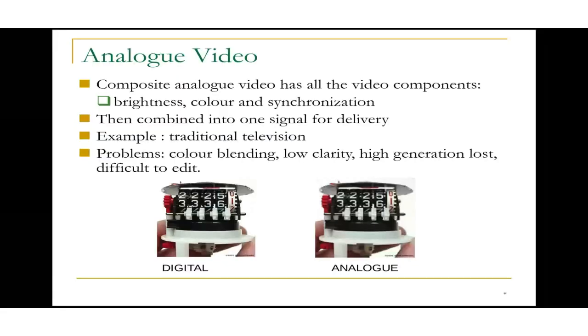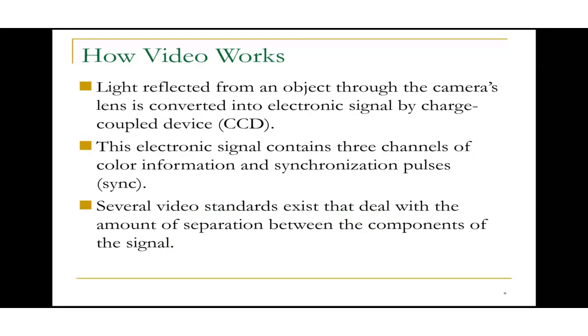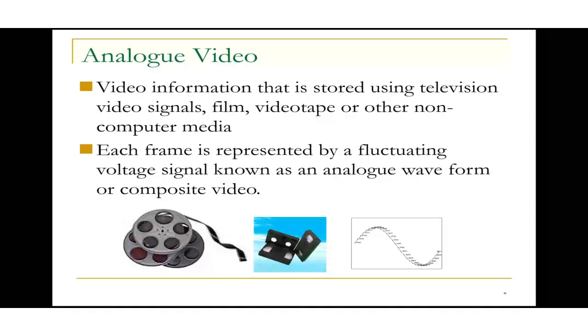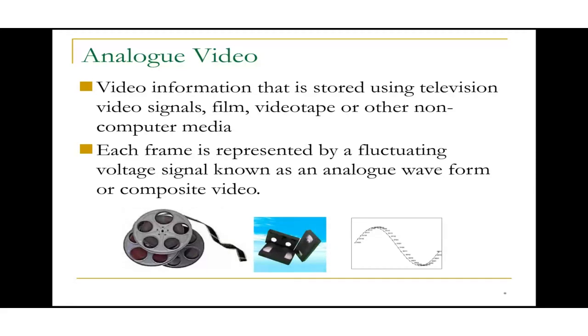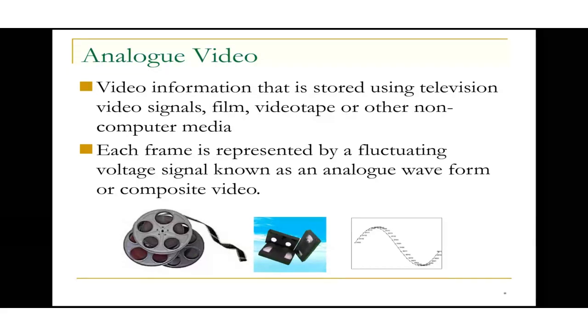All right, so analog video, I've already said about analog video. It is video information that is stored using television video signals, film, videotape, or other non-computer media. As I said, once it is captured using a video camera for that technology, it would be stored in a tape, what we call the video cassette. And then the device that was recording would be called the video cassette recorder, VCR.